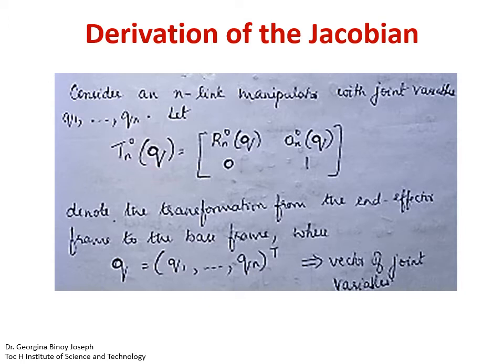Now we know that the transformation matrix is a 4 by 4 matrix. It consists of a 3 by 3 upper portion denoting the orientation, and a 3 cross 1 column vector denoting the position of the origin of the frame, and this is a 1 cross 3 zero vector and a scalar 1. So this denotes a transformation from the end effector frame to the base frame, and this is the end result of the forward kinematic problem solution.